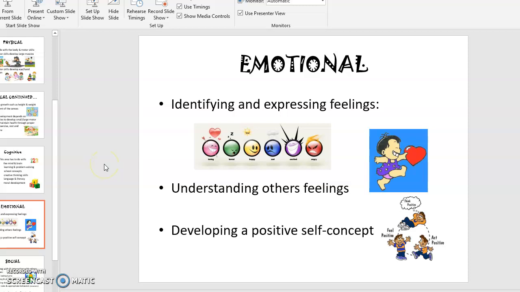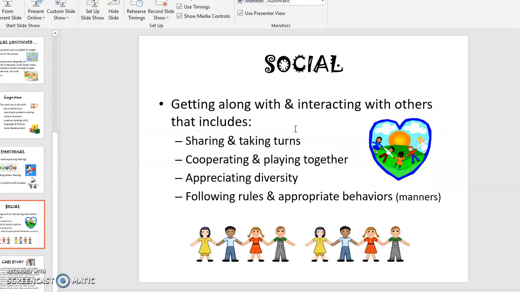Emotional development has to do with identifying and expressing feelings and understanding how other people feel. And also, we are working on positive self-concept here as well, feeling good about themselves and like they can accomplish goals and things like that. So emotional is identifying and expressing feelings. Social then is getting along with and interacting with others, and that includes skills like sharing and taking turns, cooperating and playing together, appreciating diversity, and following rules and appropriate behaviors.